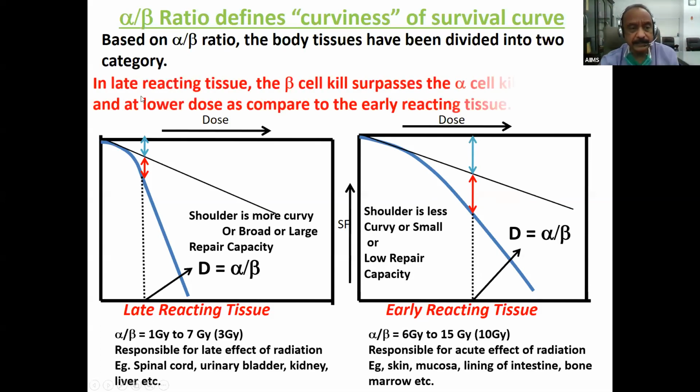We can also say that in late reacting tissue, the beta cell kill surpasses the alpha cell kill quicker and at a lower dose as compared to the early reacting tissue, because we know that this is the point beyond which beta cell kill becomes the predominant process of cell kill, and it is achieved earlier as compared to early reacting tissue. I hope I am clear to all of you.